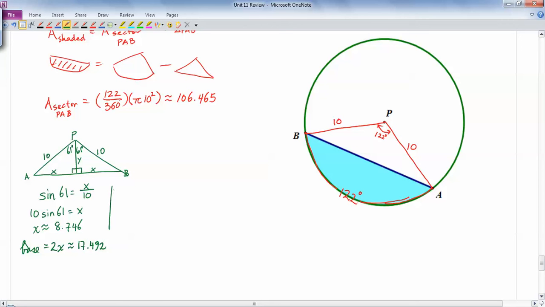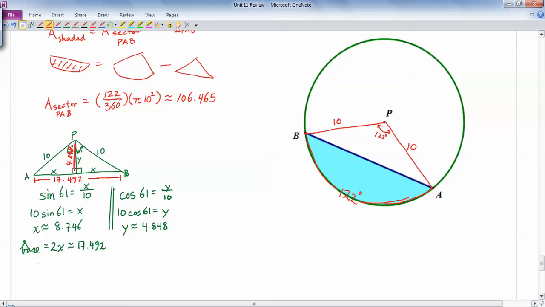To get y, you could either do Pythagorean theorem at this point, or you could do cosine. Cosine of 61 is going to be y over 10. So 10 cos 61 will be y. And y ends up being about 4.848. So I'll tack these onto the picture here. This whole thing is about 17.492. And this part right here ended up being 4.848.